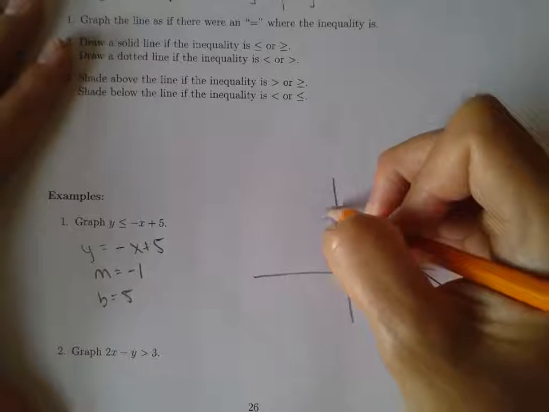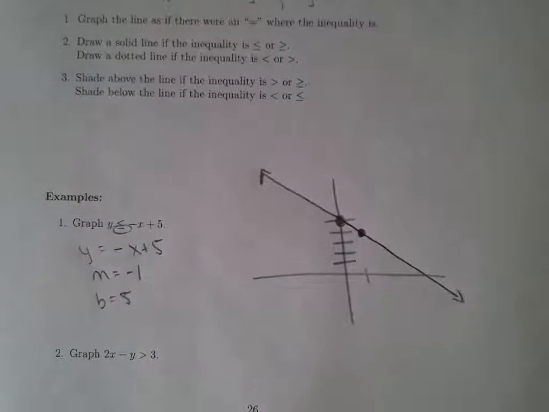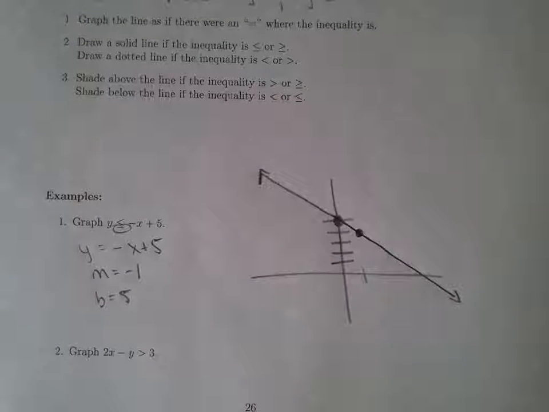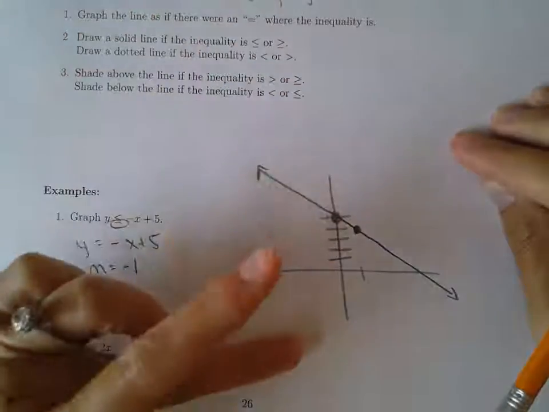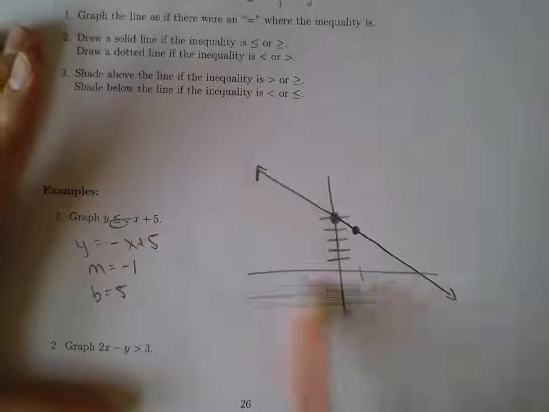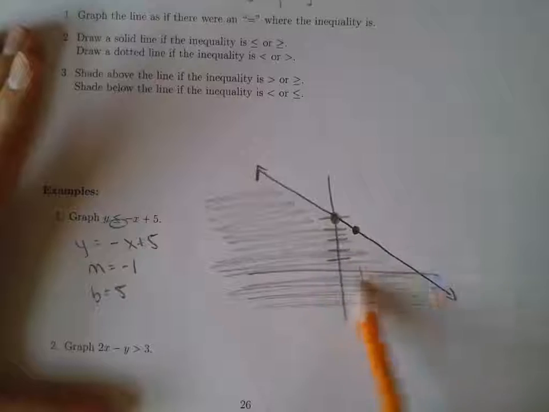I'm using a solid line here because it's or equal to. Now if that or equal to was gone, I would have made this a dotted line instead. It's less than, so we're going to shade below the line, so everything below the line. This would be an infinite shading too, but we're just going to shade our picture. If it was greater than, we would have shaded above.